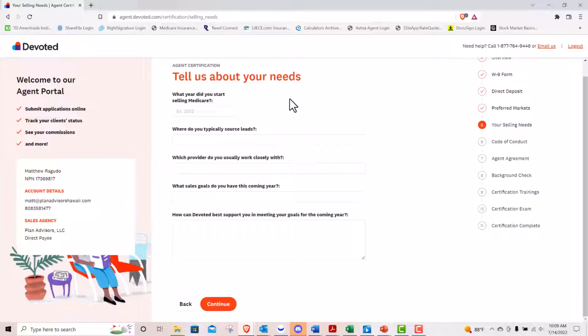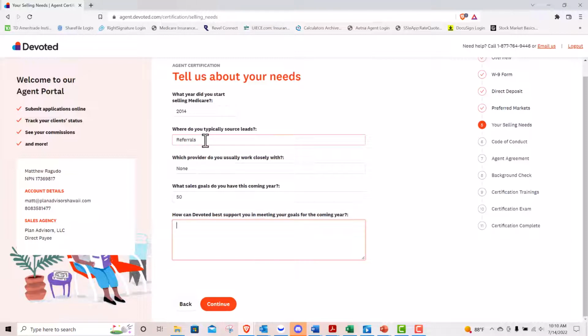So here I'm just going to say that they have "tell us about your selling needs." I'm not sure what this will actually entail, like if they'll give us anything, but for you, please fill this out as truthfully as you can. For example, I started selling Medicare in 2014. I get my leads from referrals. Which provider do you usually work closely with? I'm going to put none because I actually don't. Sales goals for this coming year? Overall, I'm hoping to get 50, but that's not all from Devoted.